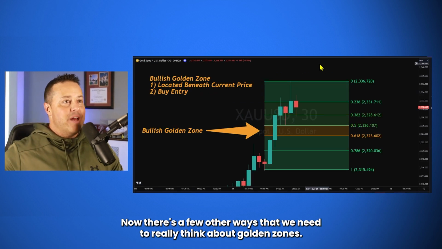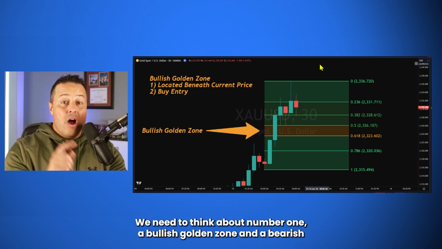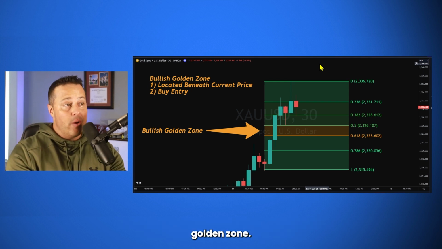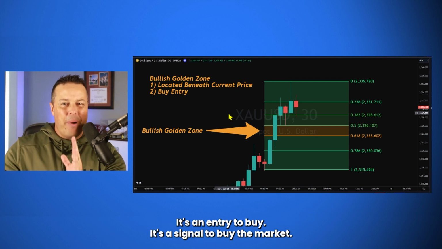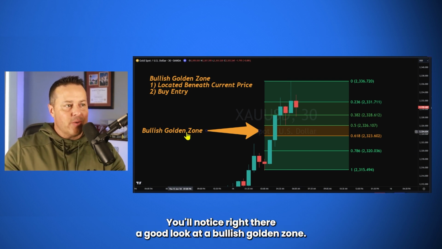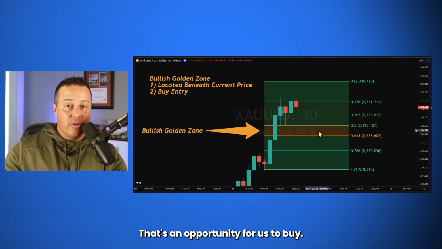Now, there's a few other ways that we need to really think about golden zones. We need to think about, number one, a bullish golden zone and a bearish golden zone. Our bullish golden zone is located beneath price action. It's an entry to buy. It's a signal to buy the market. You'll notice right there, good look at a bullish golden zone. Nice big rally. Price is up here. That's an opportunity for us to buy.